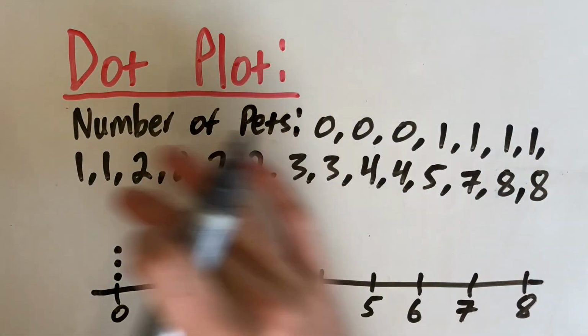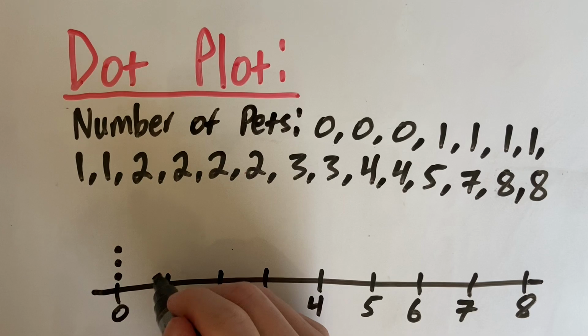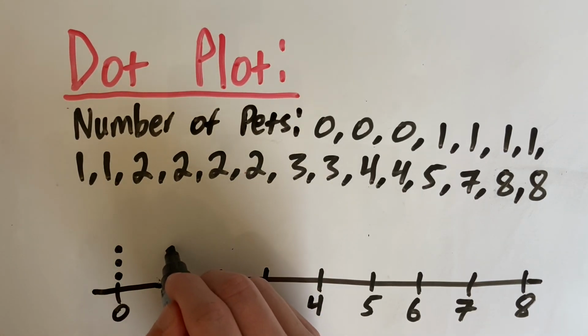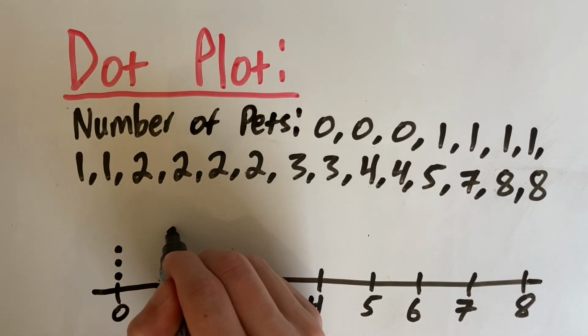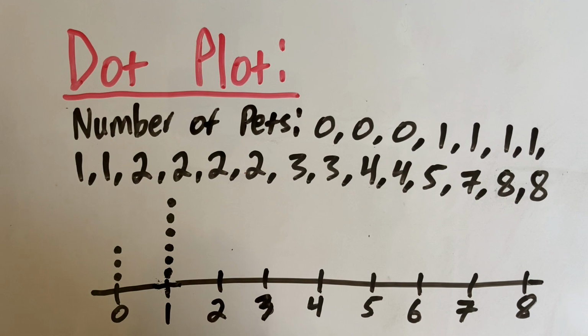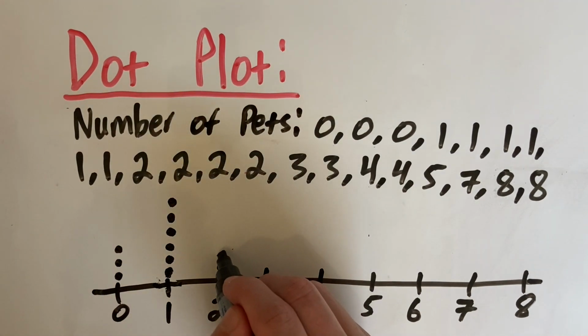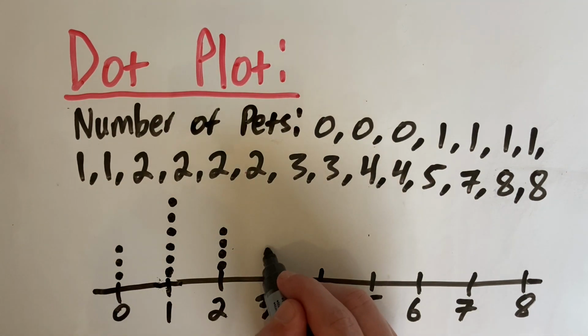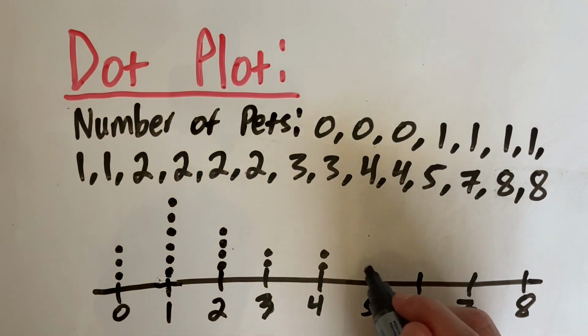Now we're going to move on to 1. So if we count how many 1s there are, 1, 2, 3, 4, 5, 6 1s. So we're going to make 6 dots continuing the trend. Make sure the dots are very neat and in line. We're going to repeat this for 2. So 2 has 4 dots, 3 has 2 dots, 4 has 2 dots, 5 has 1.